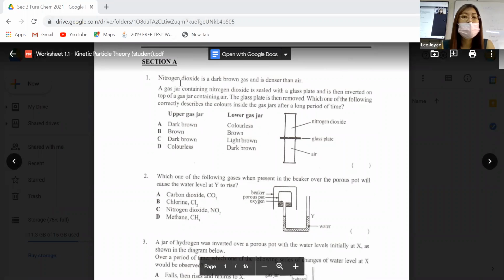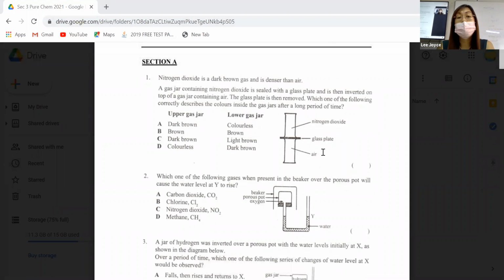By the way, nitrogen dioxide is a brown gas. Obviously, air is colorless. So what do you think will happen if you were to remove the glass plates? Ethan, what's your answer? Okay, so both the upper glass tube and the lower glass tube will turn brown. So your answer should be B, because of the even mixing of the gas.